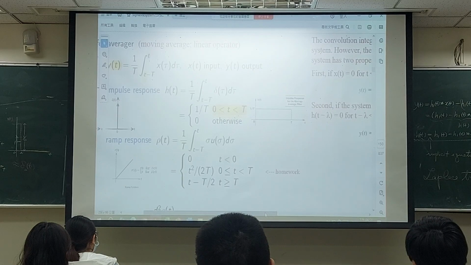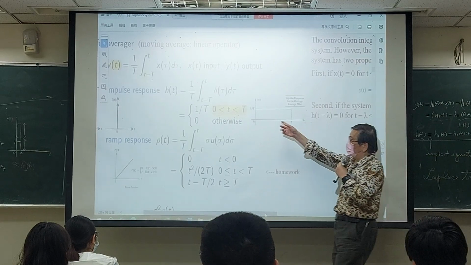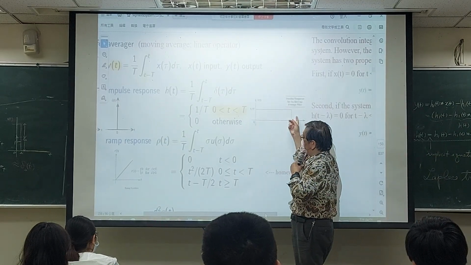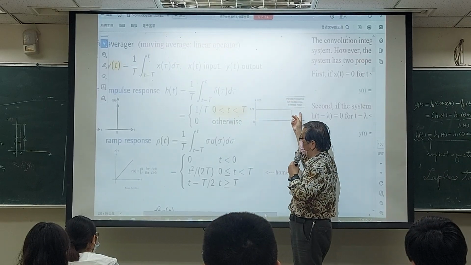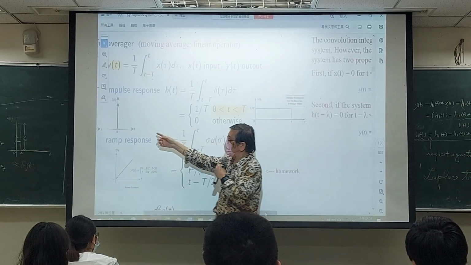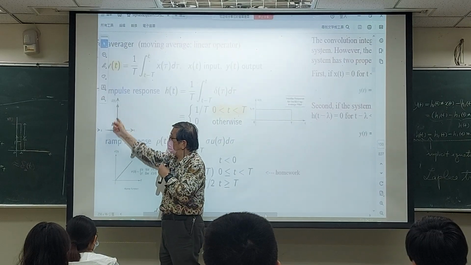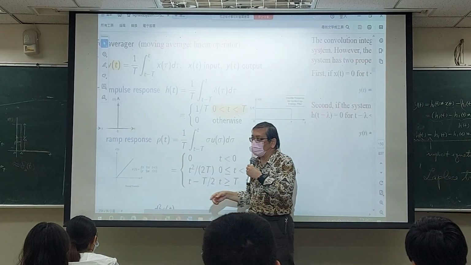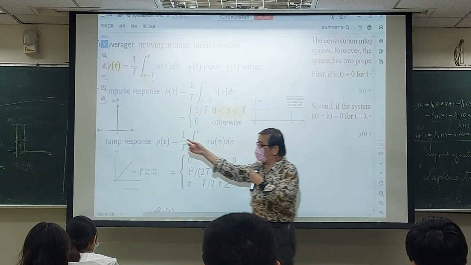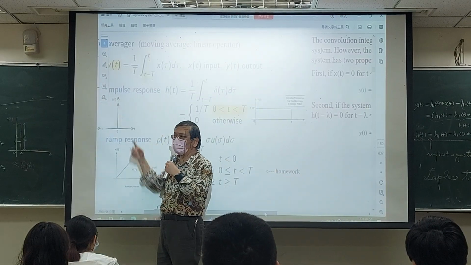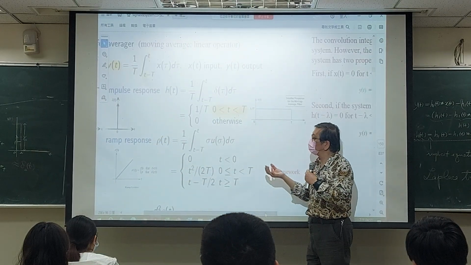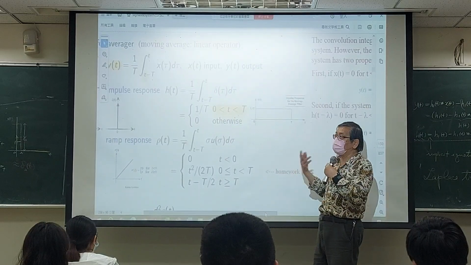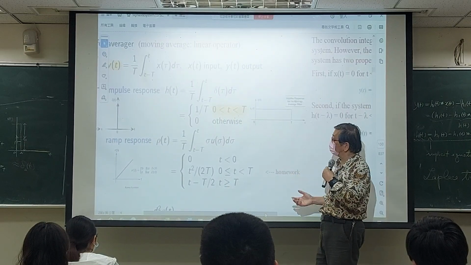Last week we considered this impulse response. Now this is the impulse response of the average. The input is a real impulse, but numerically we cannot do it, although theoretically we can. So that's why we have used the approximation, the differentiator, to generate the impulse.